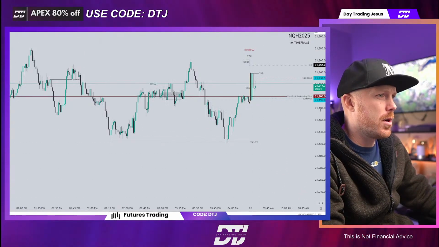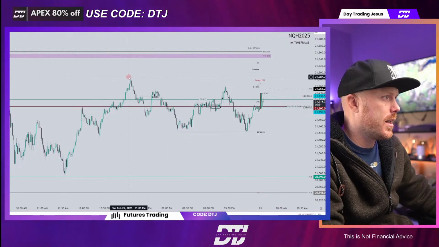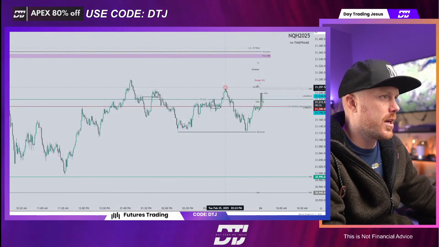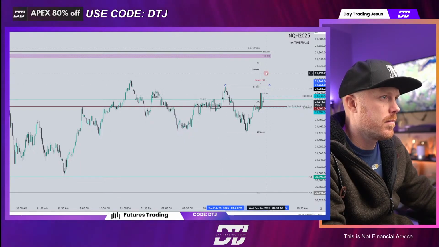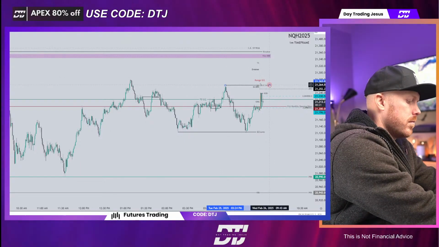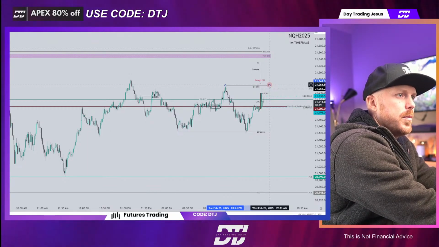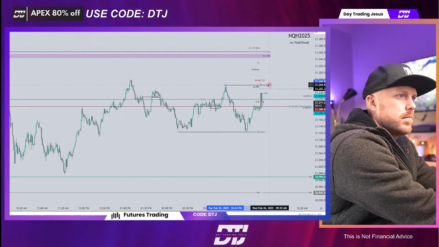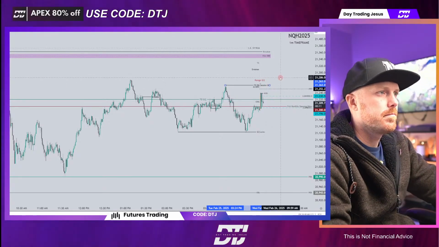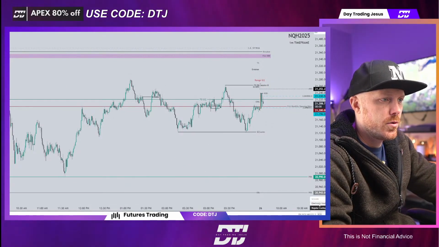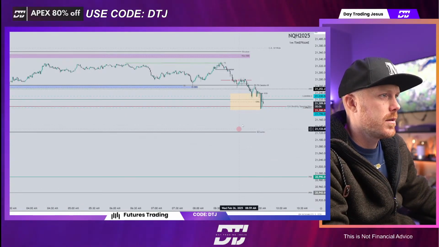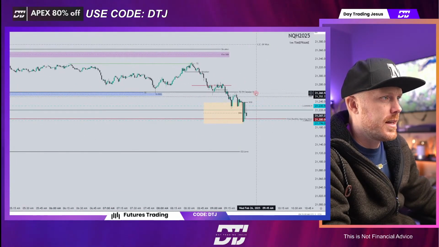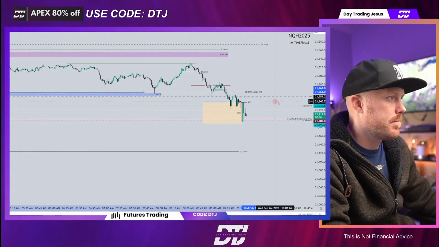So now that we got that marked, and PM session high is sitting right here, we can also mark PM session high if we wanted. It would be previous day PM session high. So let's go back to electronic trading hours. And this would be our previous day PM session high.